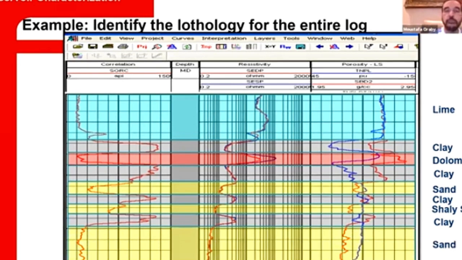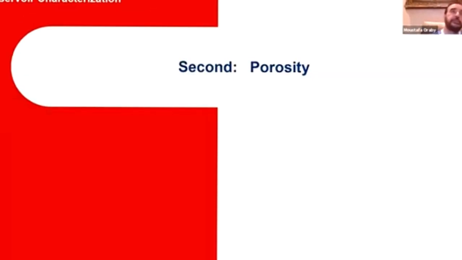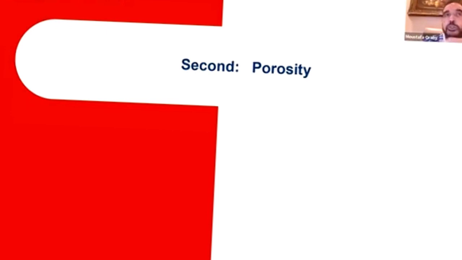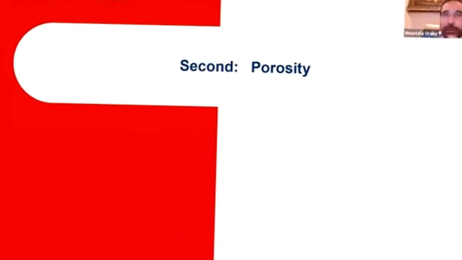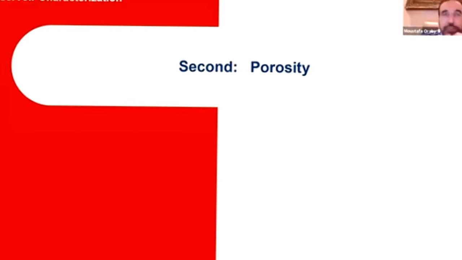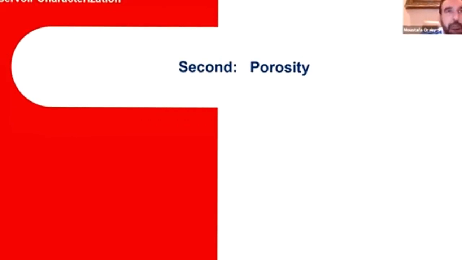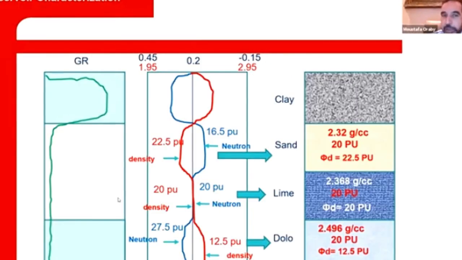Now, we understood how to pick the neutron and the density. But you say, well, this is good for lithology. How about my porosity? It's nice to know the lithology, but my porosity is actually low and high, low and high. You didn't tell me what the right porosity is. Let me do this exercise with you. You will be surprised.